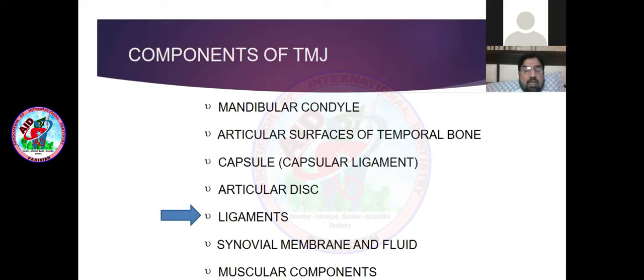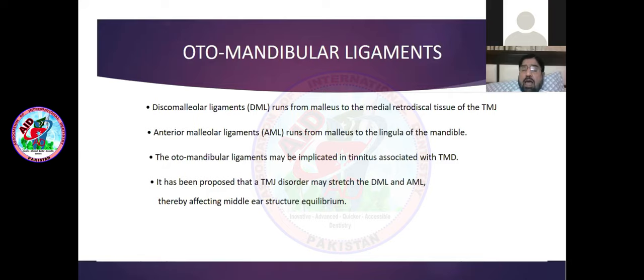Now next is the ligaments. There are very important ligaments attached with the condyle or fossa, and sometimes with the disc. These ligaments are very important. One important ligament unit is called the discomalleolar ligament. Ladies and gentlemen, this is very, very important to understand. The discomalleolar ligaments are called DML.